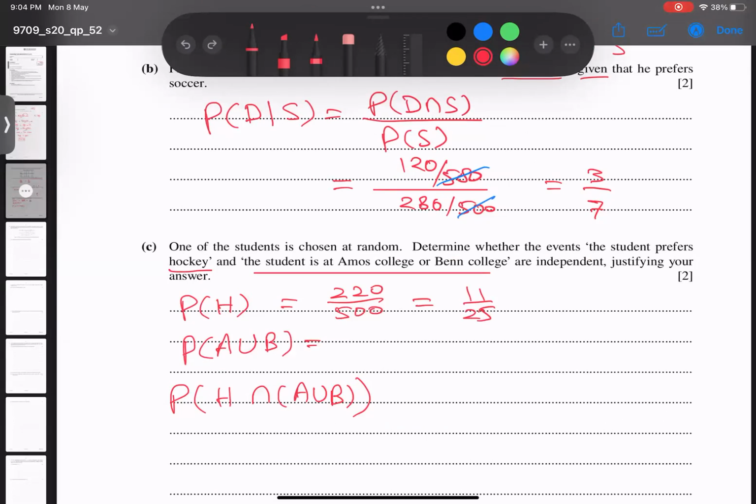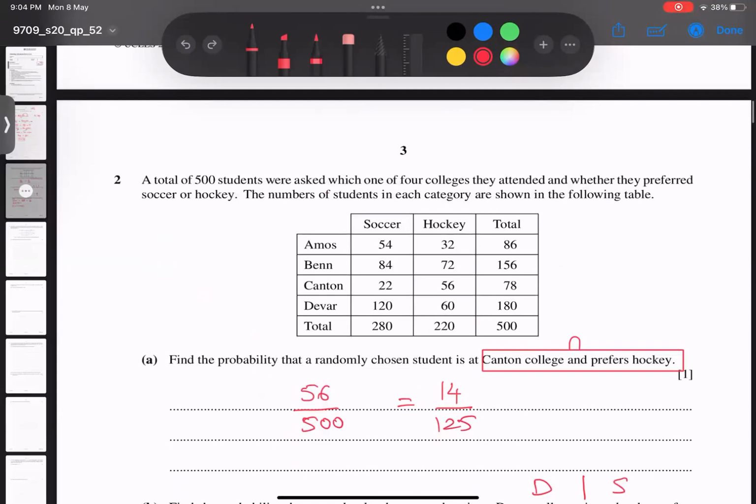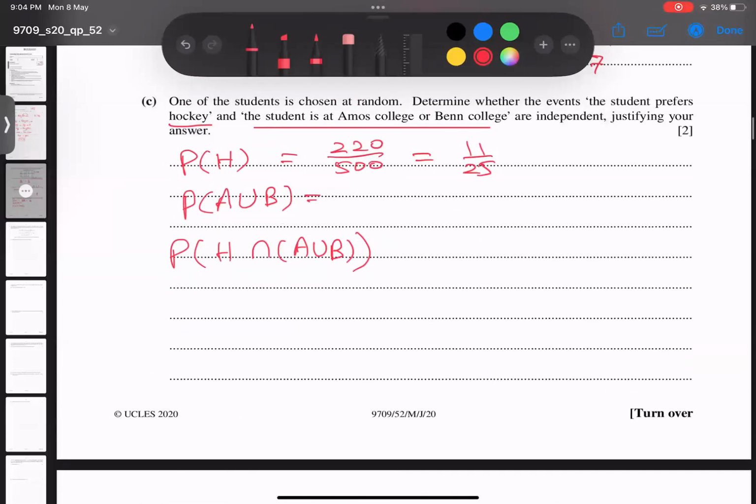A union B means A and B are together. Because these are two colleges, students, we have to add these two. Let me check what is coming: 6 plus 6 is 12, 1 carry, and 9 plus 5 is 14, 1 carry, so 242. Because A and B are together, it is 242. So I'm writing 242 divided by 500. If I simplify, it is divisible by 2, so 121 over 250.